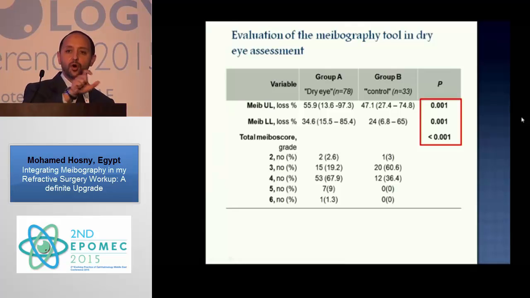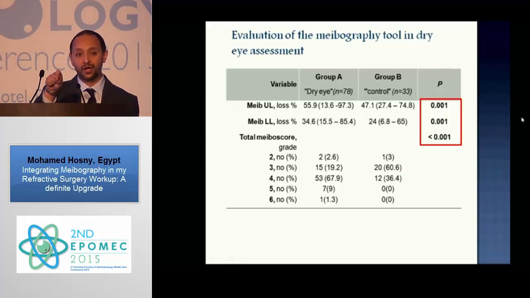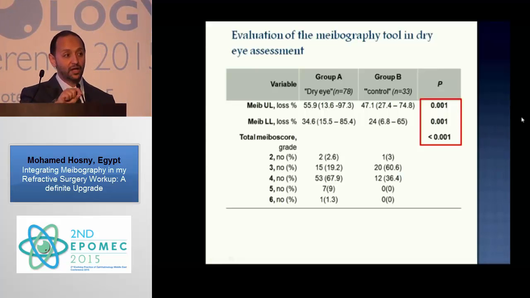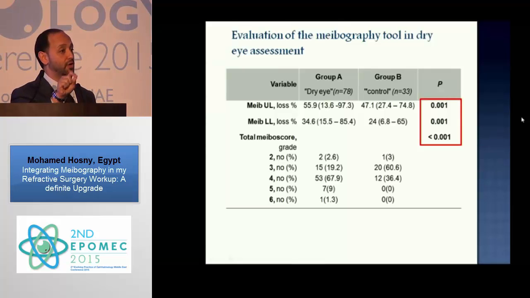So, when we wanted to correlate the meibography with the symptoms of dry eye, we found that the patients that showed higher loss of meibomian glands with meibography correlated very well with the symptoms of dry eye, and they correlated well with the increase in higher order aberrations that are related to dry eye, namely the coma.